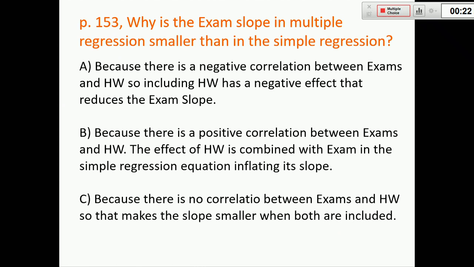It's a lot to read. Is it smaller because there's a negative correlation between exams and homework, so including homework has a negative effect that reduces the exam slope? Is it because there's a positive correlation between exams and homework, so the effect of homework is combined with exams in the simple regression, and it inflates its slope because it's mixed together? Or is it because there's no correlation between homework and exams, so that makes the slope smaller when both are included? So choose A, B, or C. And let's see what you chose.